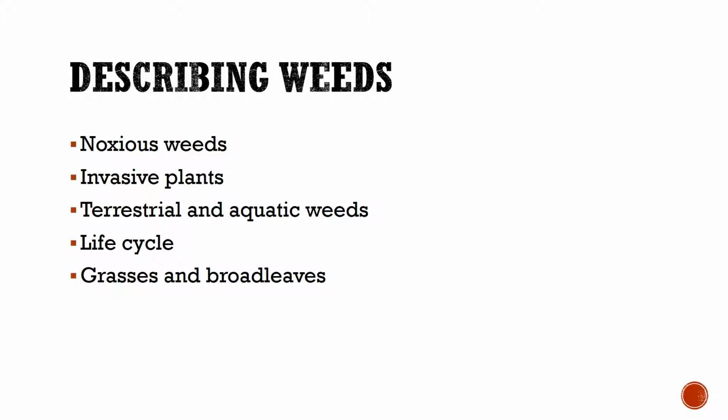So we describe weeds in these five major categories: noxious weeds, invasive weeds, terrestrial and aquatic weeds, life cycle, and grass and broadleaf. And some of these might be similar to others, so make sure that you understand and know the difference between these five.